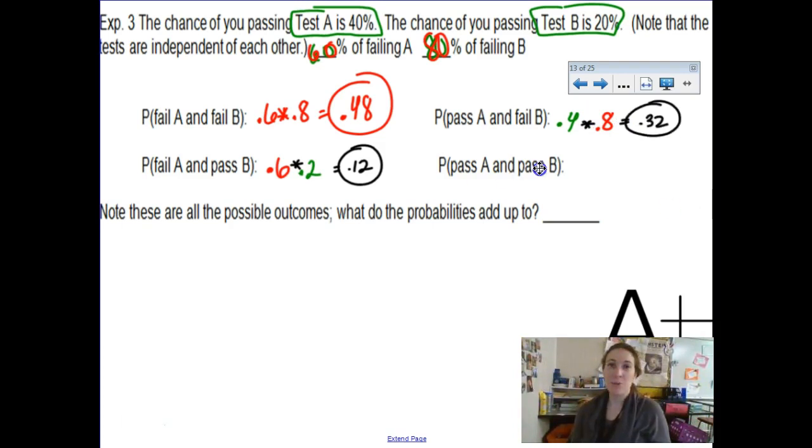And, let's dream about passing both tests. So 0.4 and 0.2 is 0.08. You have an 8% chance of passing both tests. I hope these are the kind of tests we want to fail.